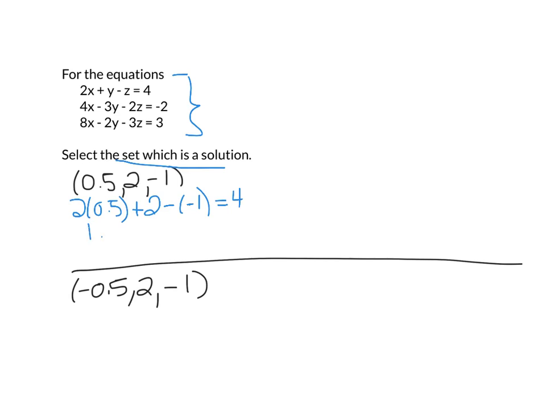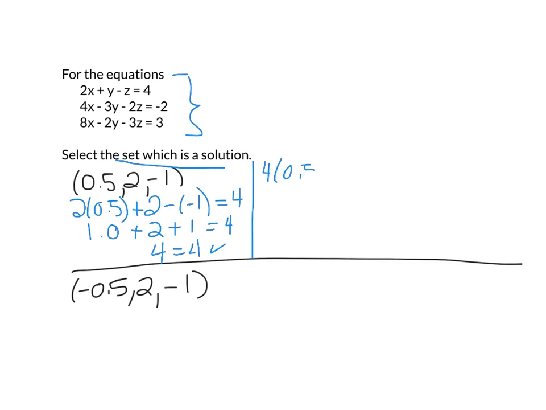So we'll have 1.0 plus 2 plus 1. We'll test if that's equal to 4. So 1 plus 2 plus 1 is indeed equal to 4. So it does satisfy the first equation. So we have to go on to the second equation.